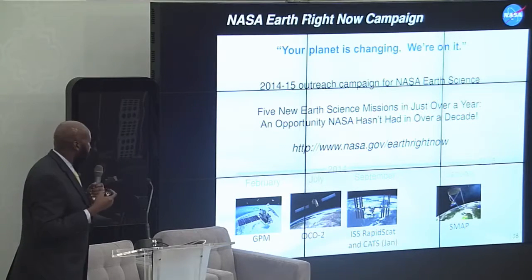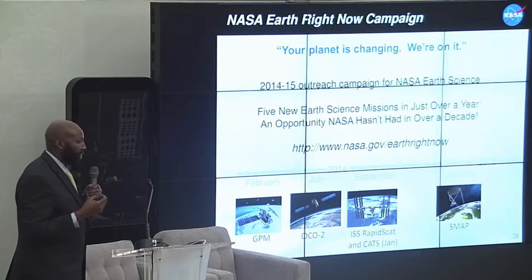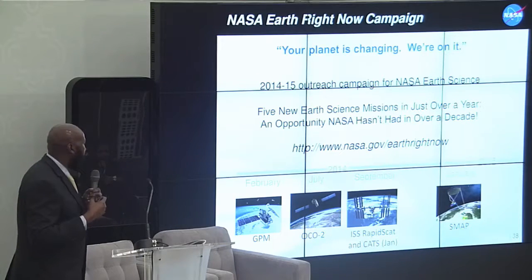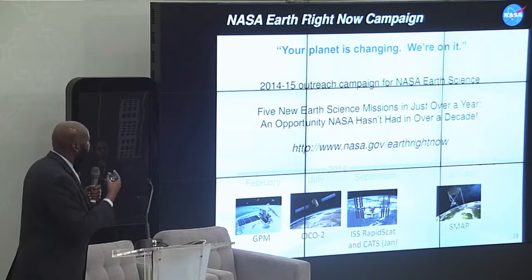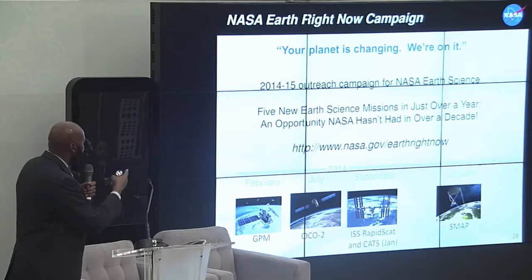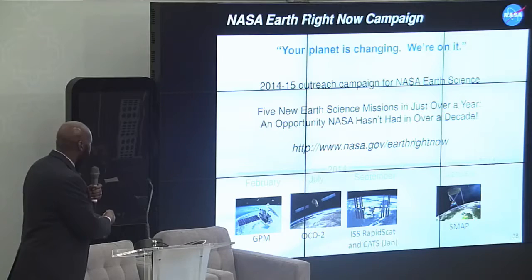And of course, SMAP, the Soil Moisture Active Passive sensor, measures the moisture in the soil, which is very important for agriculture, for climate, for the water cycle, the energy cycle. These are all very important measurements for society that NASA launched in those years. So this is something we were all really proud of, and we had a campaign that is still under this website, nasa.gov/Earth right now, that talks about these 5 launches.